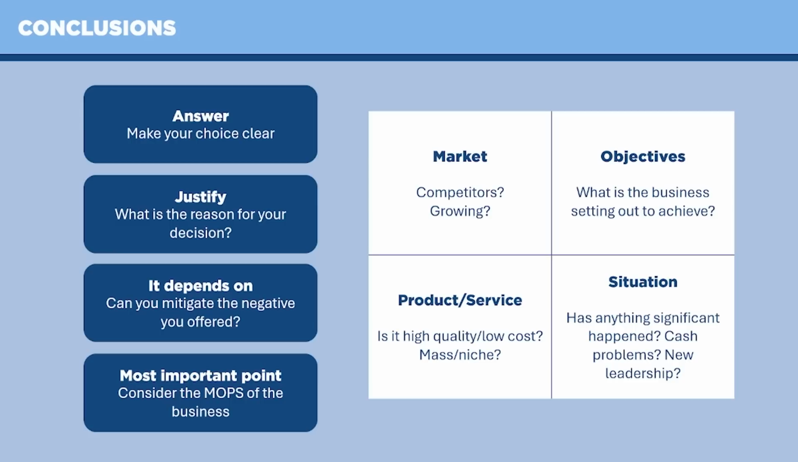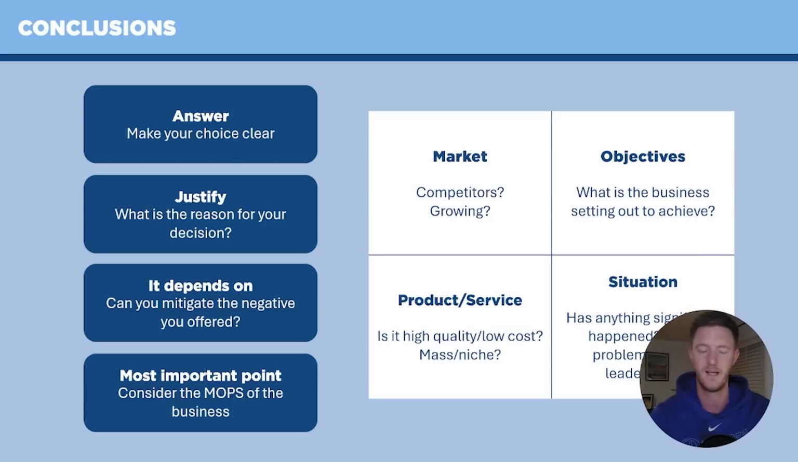What's the objective of the business? What's it setting out to achieve? Does it have a high quality or low cost product or service? Is it mass? Is it niche? Is there anything we know that might help us answer these questions? And is there anything significant situation-wise that's happening? Have they had cash problems? Have they had new leadership or anything like that?